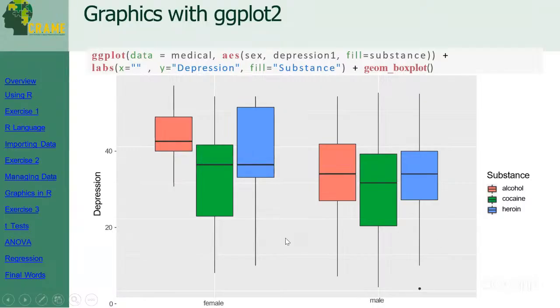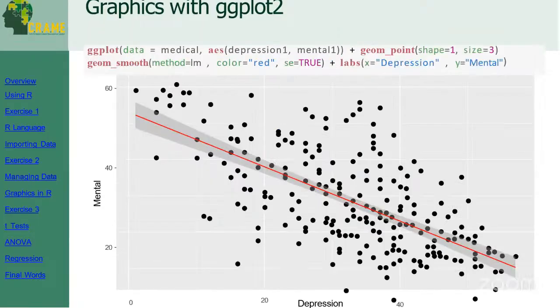Again, the depression with respect to the females and males, categorized into the groups alcohol, cocaine, and heroin. We have already seen it, right? Just draw the line to help you understand more. And how you can perform the analysis in R, that was also the objective.